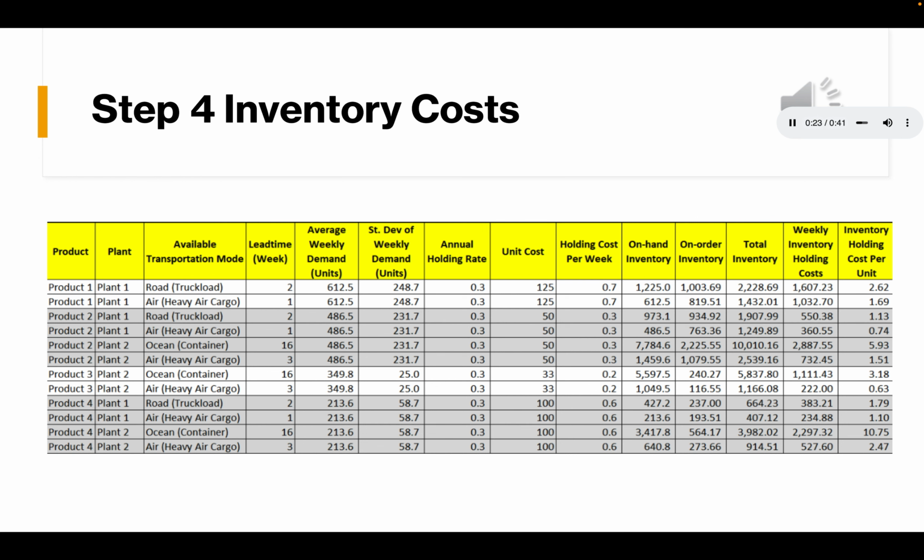The inventory holding cost per unit for product 4, plant 2, during week 16 is the most expensive. It is $10.75 per unit. Now the cheapest is from product 3, plant 2, during week 3 with only 63 cents.